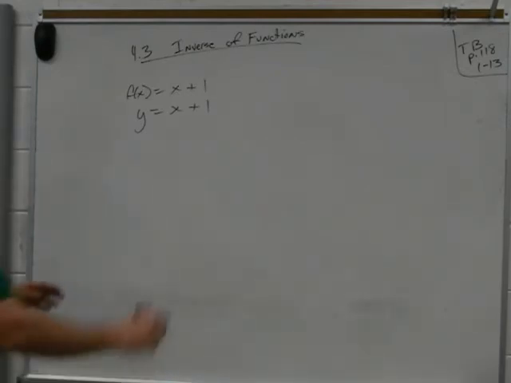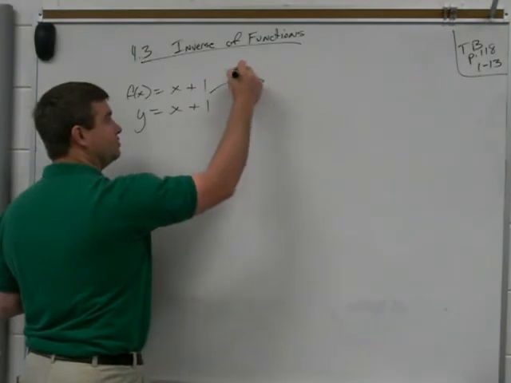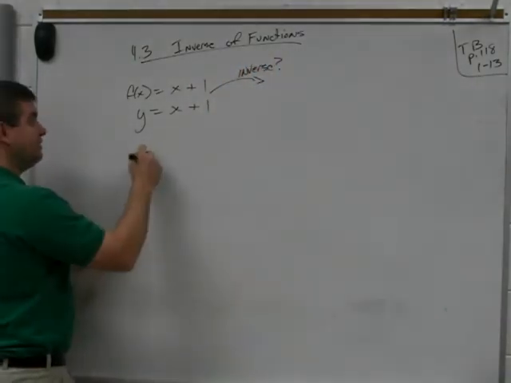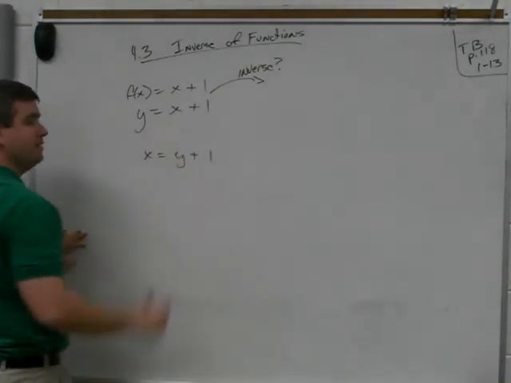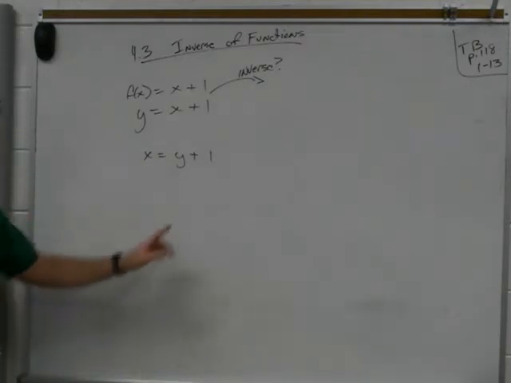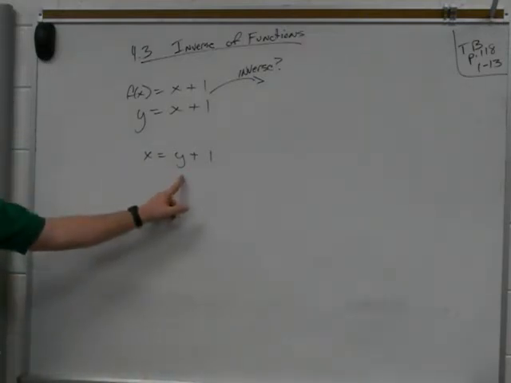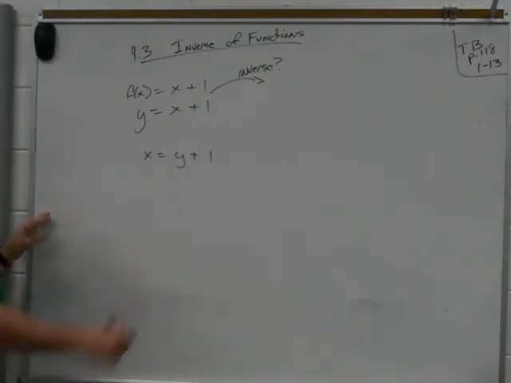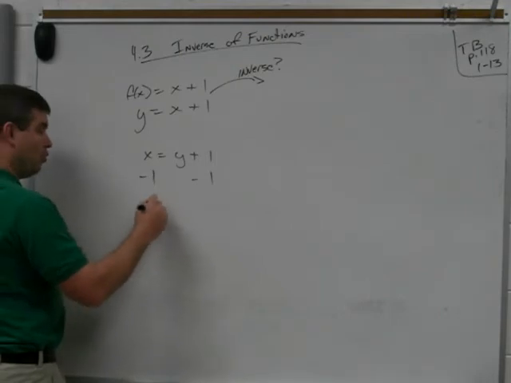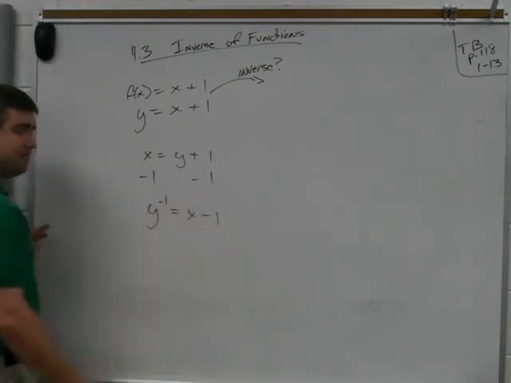If I ask you to find the inverse of that function, okay, the first step is very simply to swap the x and the y. Wherever there's an x, you put a y. Wherever there's a y, you put an x. You flip-flop the x and the y. Then, all you have to do is solve for your new y. Okay, if I got y plus 1 and I want to get y by itself, I simply subtract 1 from both sides. So y prime is equal to x minus 1.